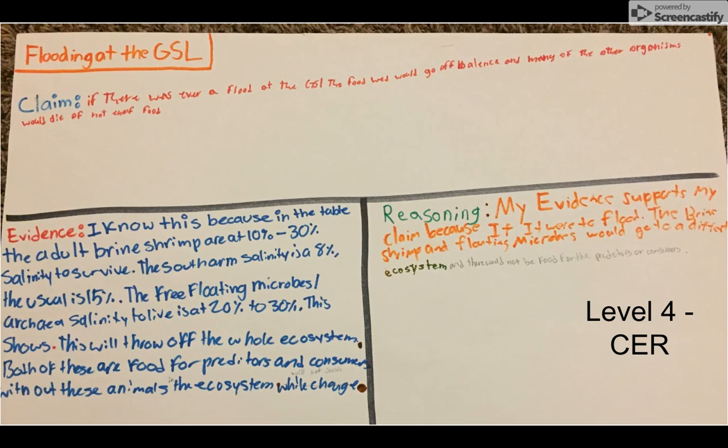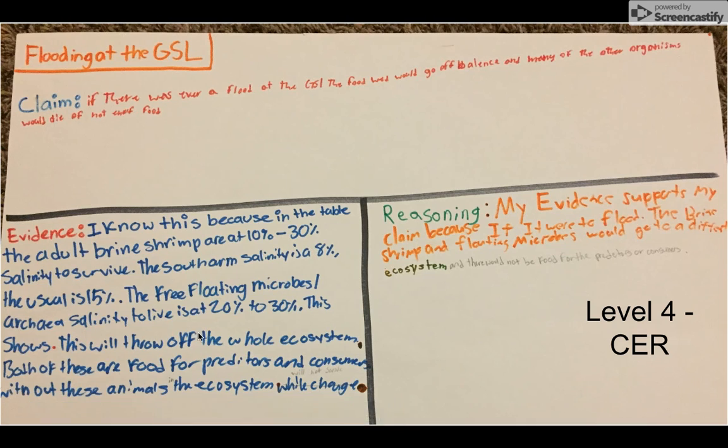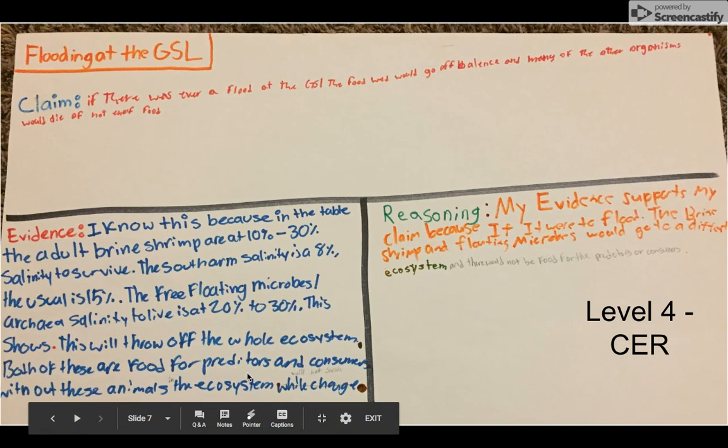To get a level 4 on claim evidence and reasoning, if there was ever a flood at the Great Salt Lake, the food would go off balance, and the organisms would die if there's not enough food. So this is a level 4. They cited their evidence from the data chart using numbers, which is important, in complete sentences.